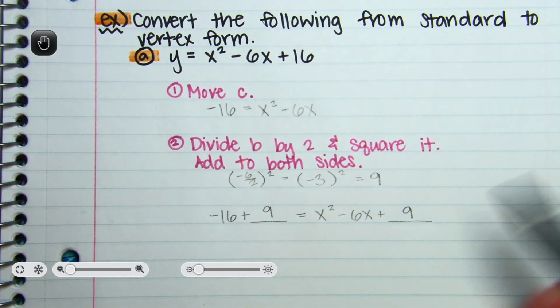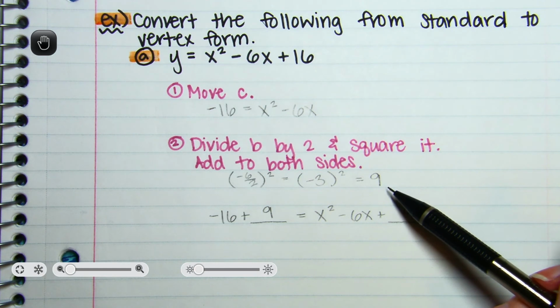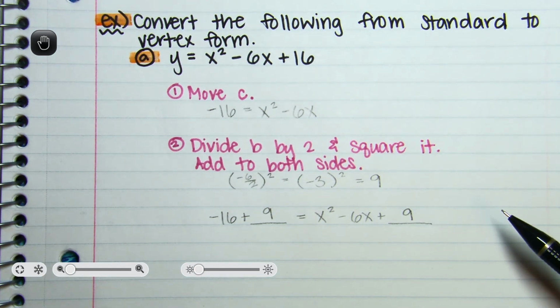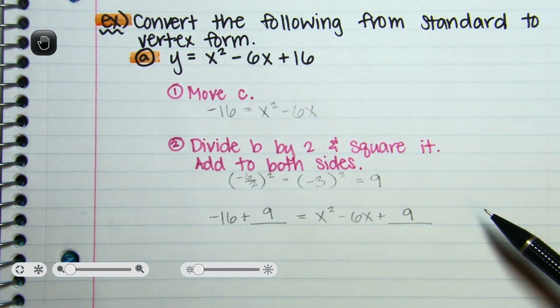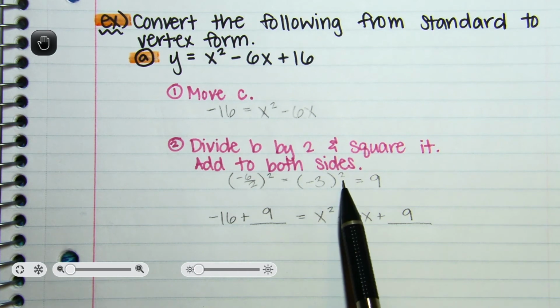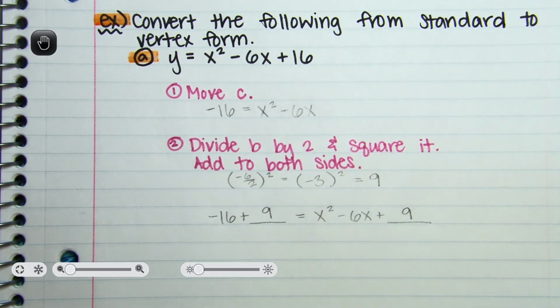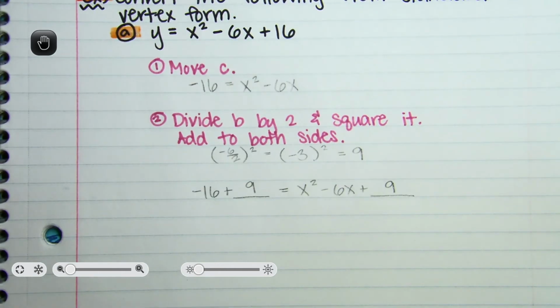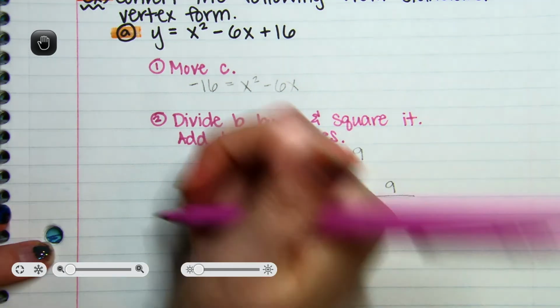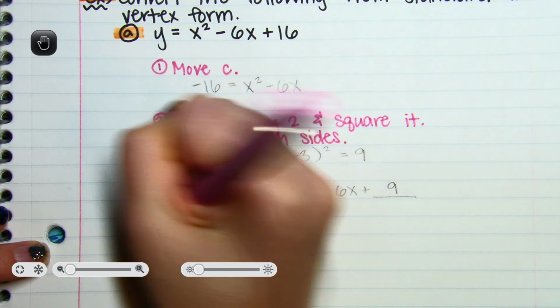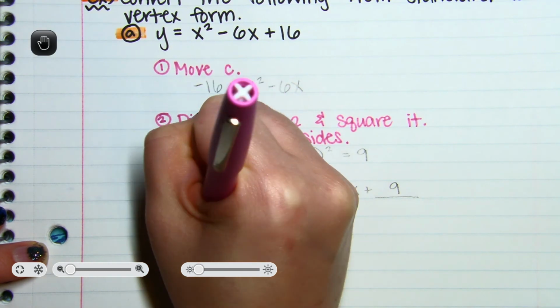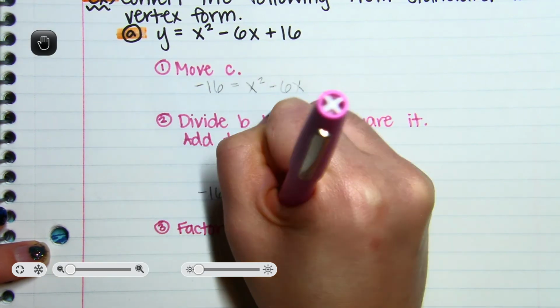Will this value ever be negative? Good, you should have said no. It will never be negative because you're squaring it. And anything squared is always going to be a positive number. All right, so now that we have this, it is officially now added to both sides. Oops. So what I'm going to do now is factor the right side.